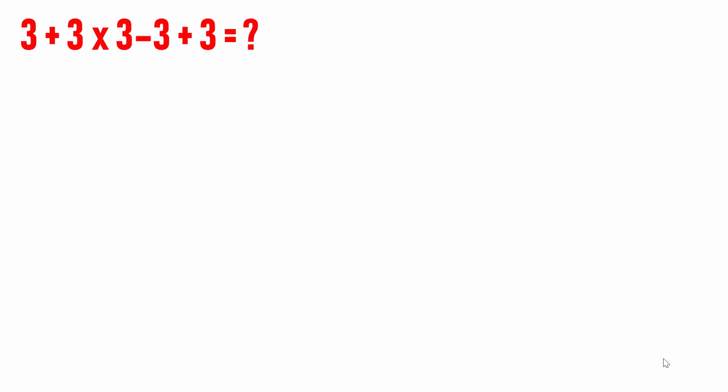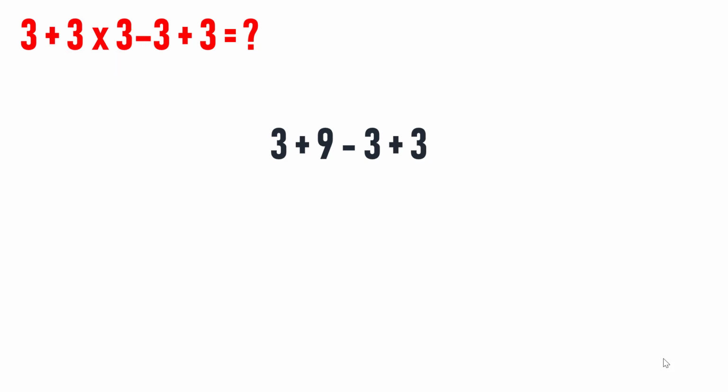The next expression is 3 + 3 × 3 - 3 + 3. Here the operators are plus, multiplication, minus. So higher precedence is given to multiplication, then plus and then minus. First evaluate 3 × 3, which results in 9. Now the expression simplifies to 3 + 9 - 3 + 3.